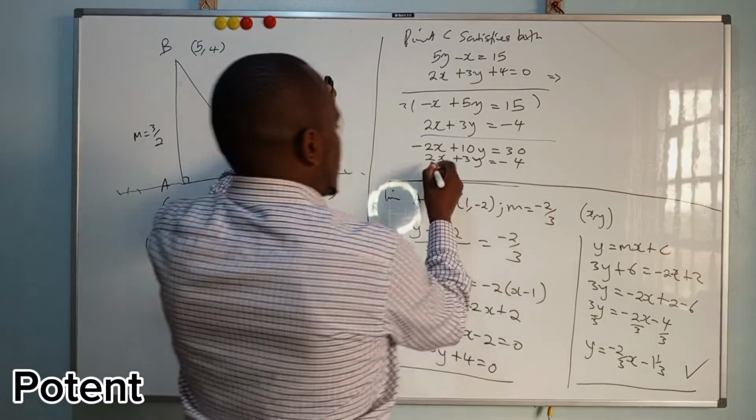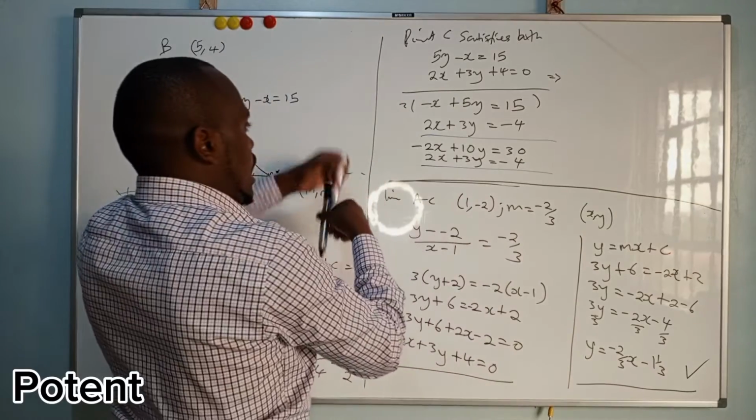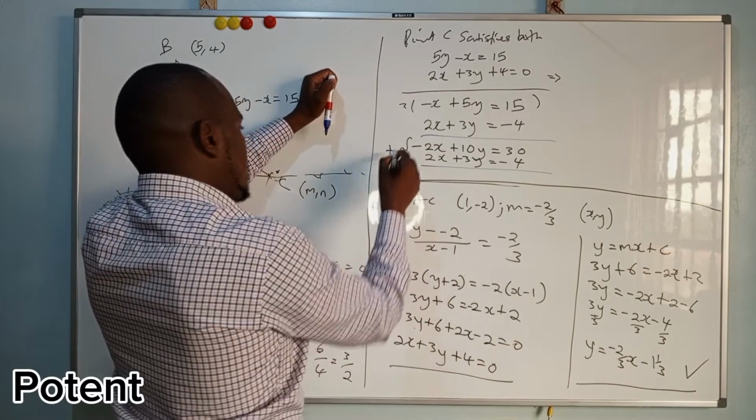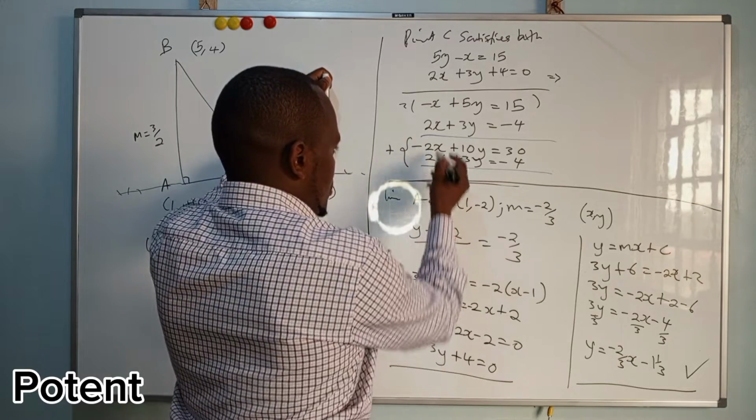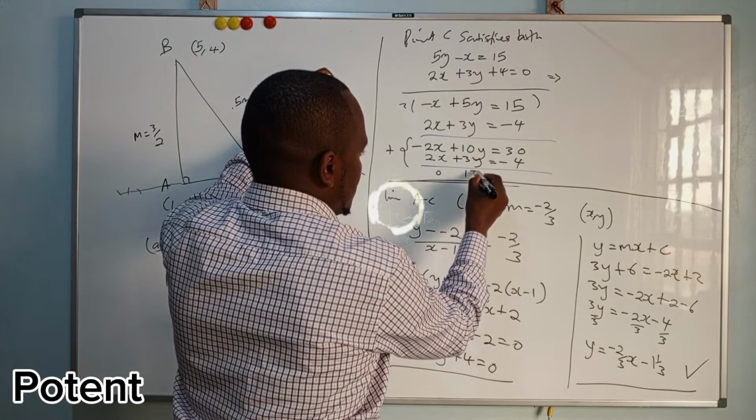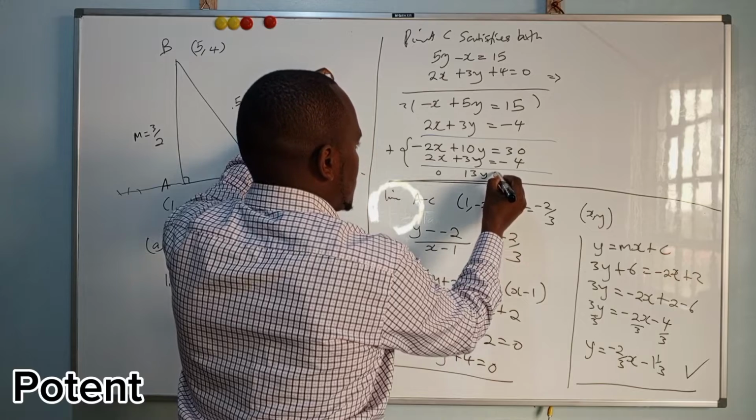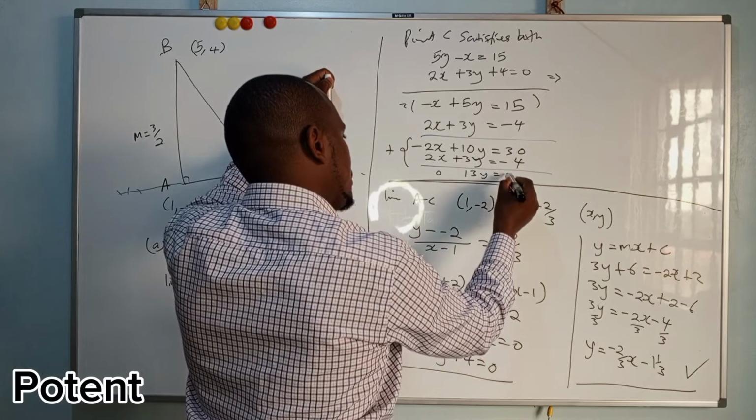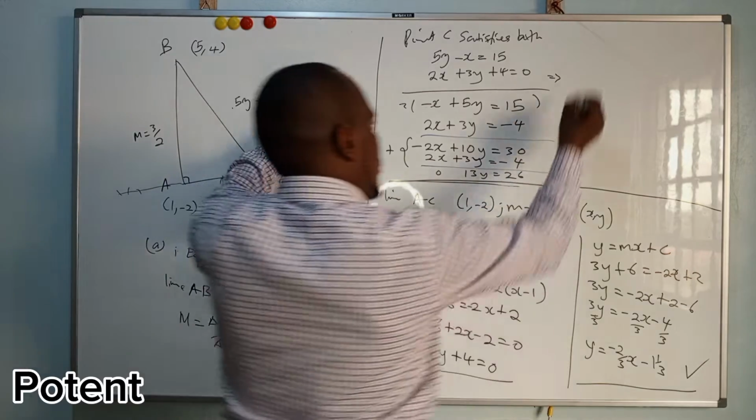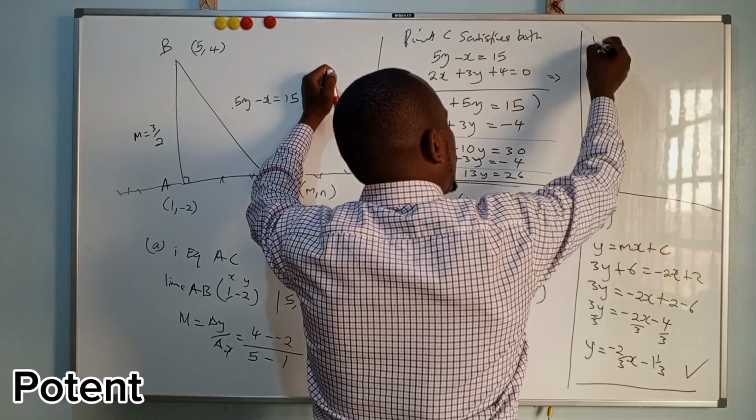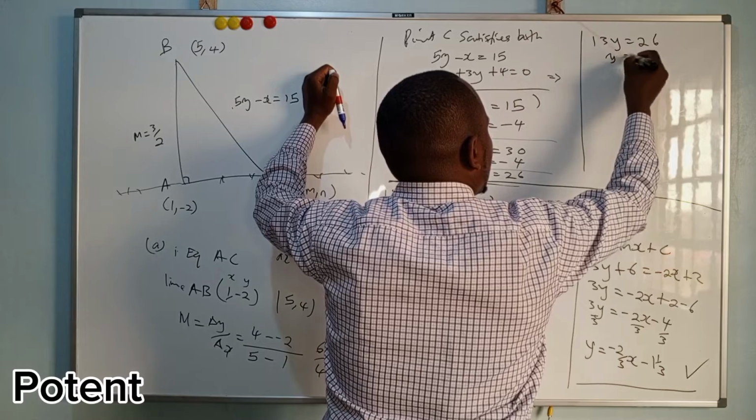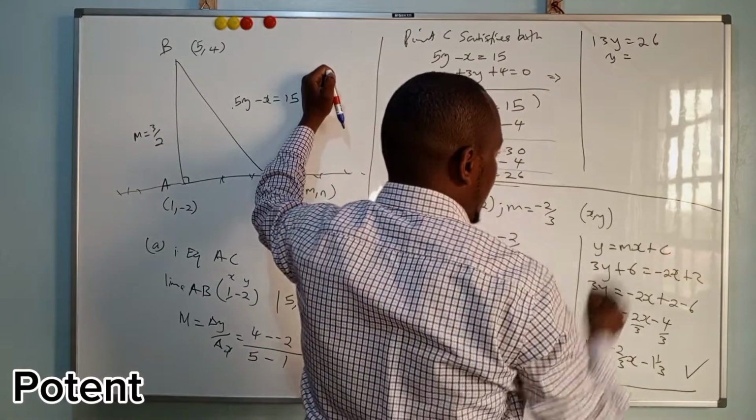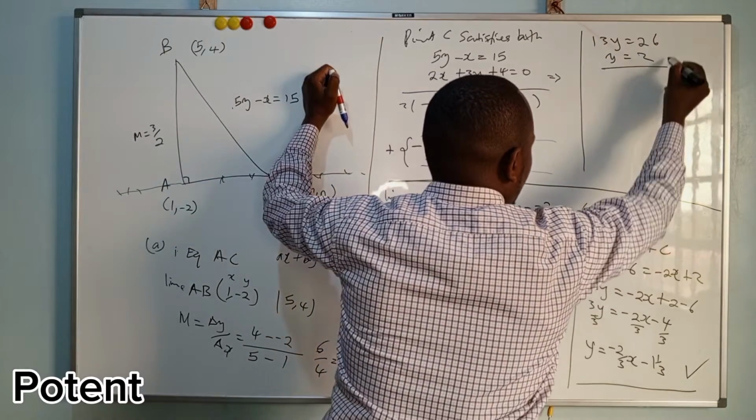With that, let us add. When you add the 2x terms, you get 0. So this is 13y, and if you add 30 and negative 4, you get 26. So 13y equals 26. So y equals 26 divided by 13. You have 2.